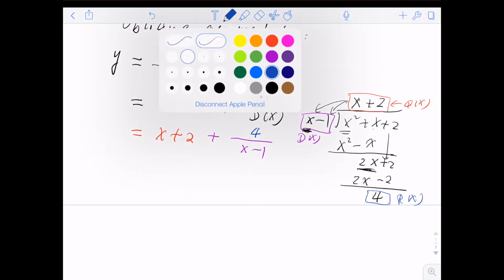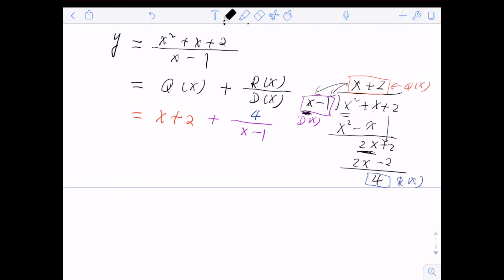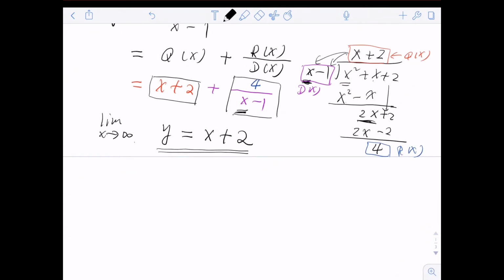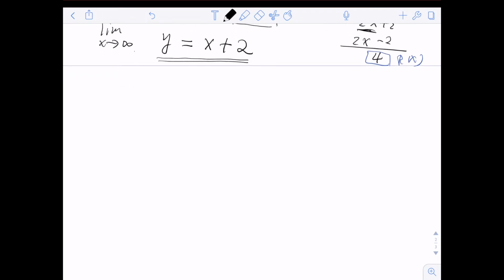So this is the new look of my function. Now let's go back to the question. What does this help us with? Now you can see when x approaches infinity again, this fraction is going to approach 0. What does that mean? It means when x approaches infinity, y approaches x plus 2. This is my oblique asymptote, which is usually the quotient. Okay, that's the complicated part, and the rest will be similar to my previous questions.